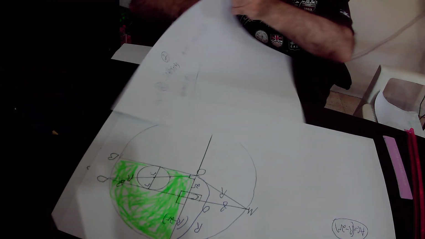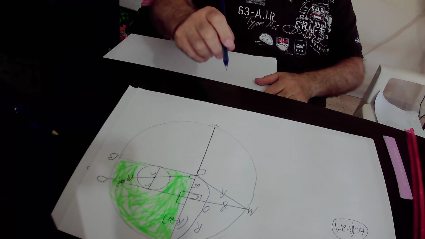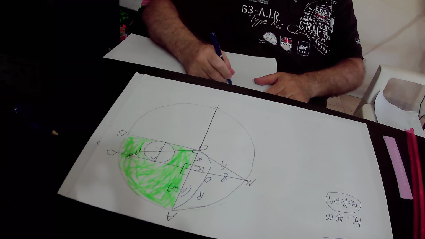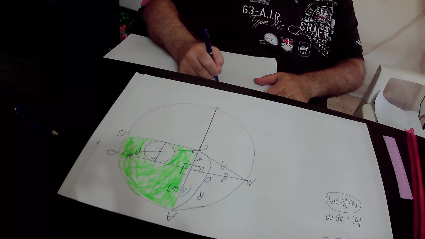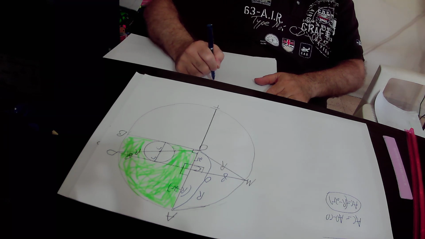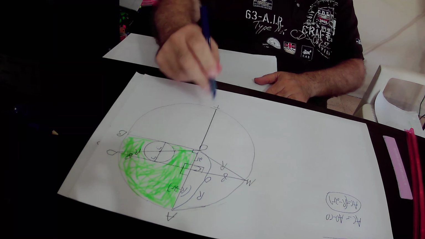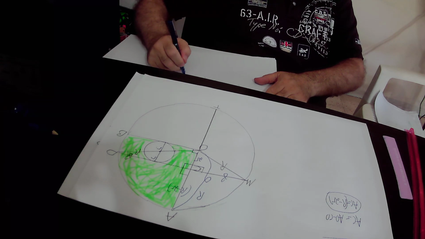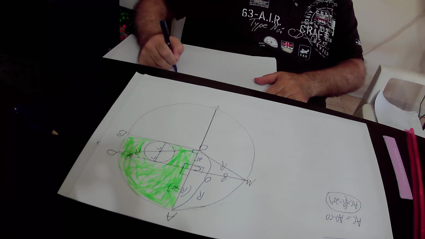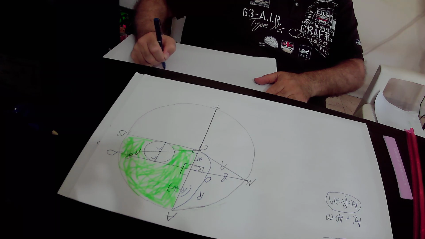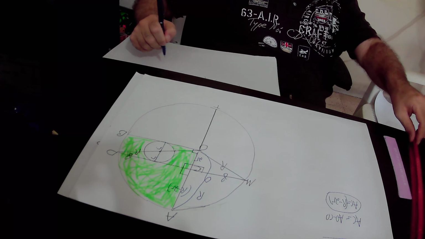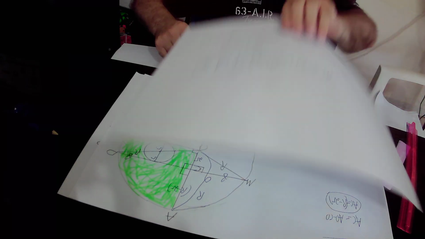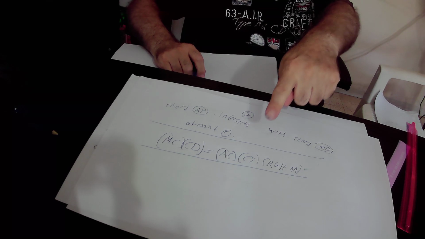Therefore, according to rule number 11, we get that MC times CD equals AC times CT. I'll repeat again, according to rule number 11, we get that MC times CD equals AC times CT.